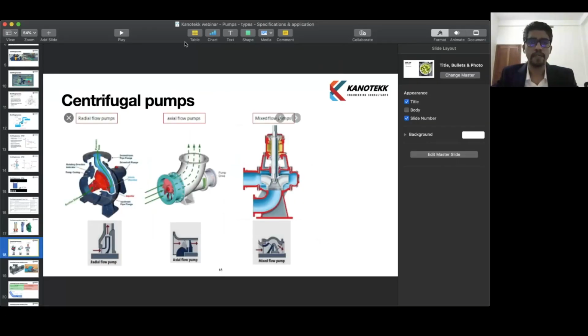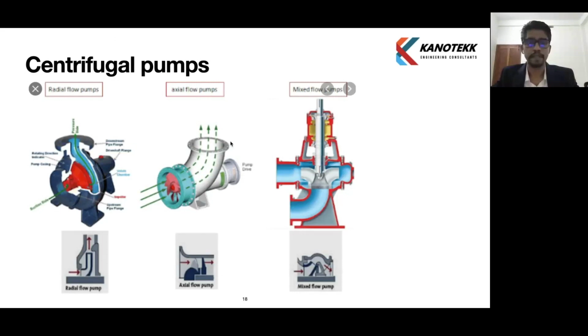Okay, so we saw about the three types. Radial flow, which has the 90-degree flow direction. Similarly, axial flow, which creates a parallel flow, which can achieve higher velocities but lower pressure. And mixed flow pumps, which are widely used because they can achieve a medium flow rate and pressure.